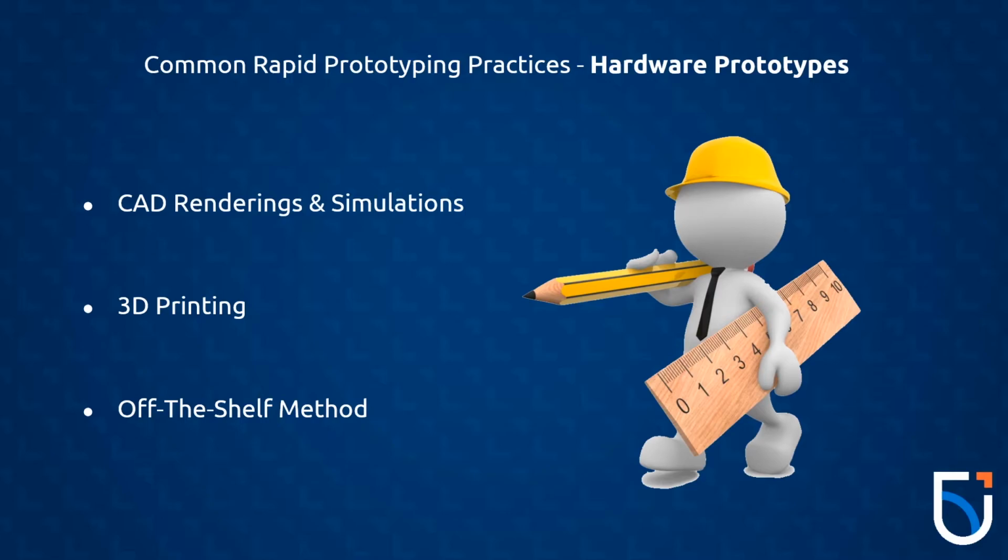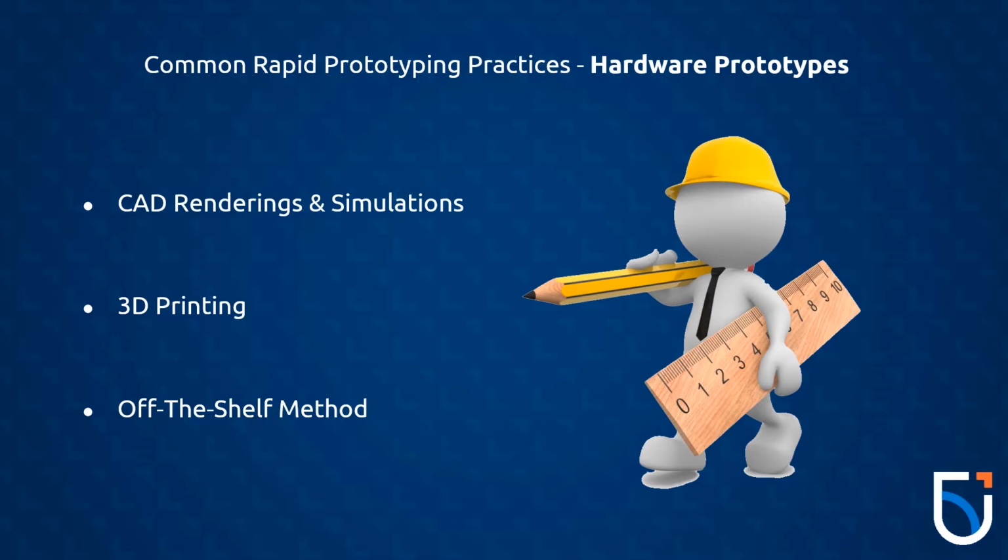Here are some common rapid prototyping practices for hardware prototypes. First one is CAD renderings and simulation. Using CAD software, you can virtually model how your product will look in real life without building anything. In addition, a simulation can demonstrate how the product and/or service will physically function.